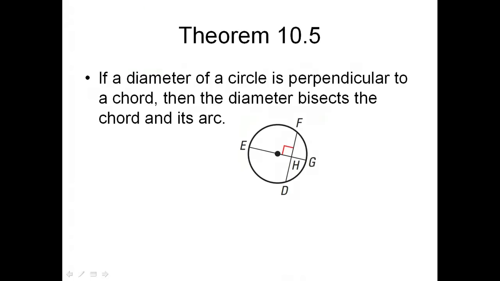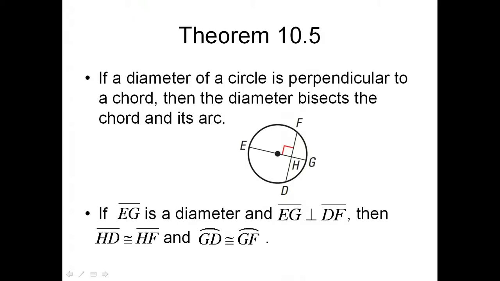Theorem 10.5 says if a diameter of a circle is perpendicular to a chord, then the diameter bisects the chord and its arc. Now that should make sense. We just said that if one chord bisects another one, then the first chord must be a diameter. So if a diameter is perpendicular to a chord, then it's going to bisect the chord and its arc. If line segment EG is a diameter and line segment EG is perpendicular to DF, then line segment HD is congruent to line segment HF, and arc GD is congruent to arc GF.